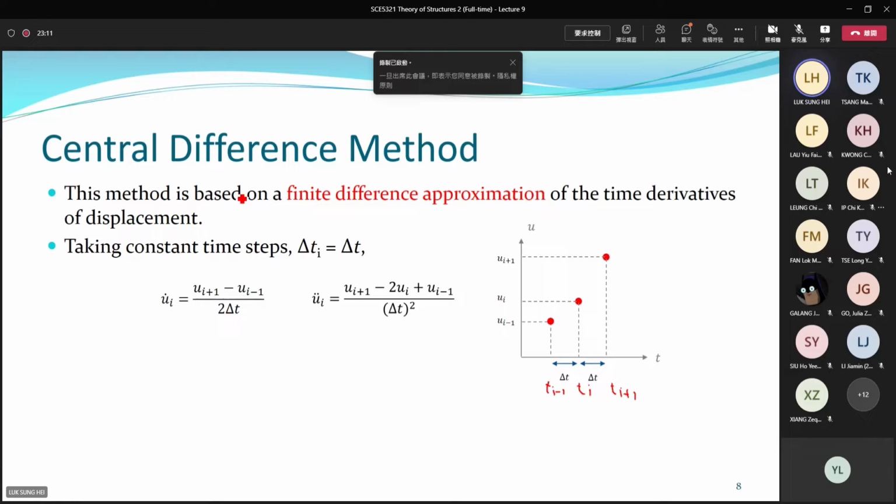So what is this method? The central difference method is based on one assumption called finite difference approximation. What is finite difference approximation? Go back to our calculus. Velocity, by definition, is equal to what? Equal to du dt.